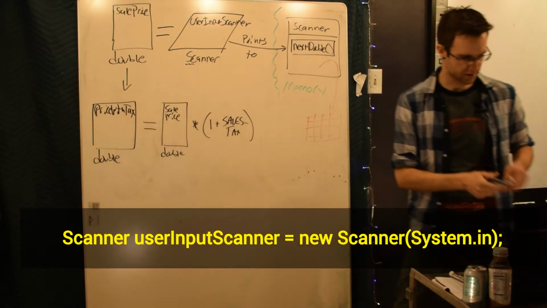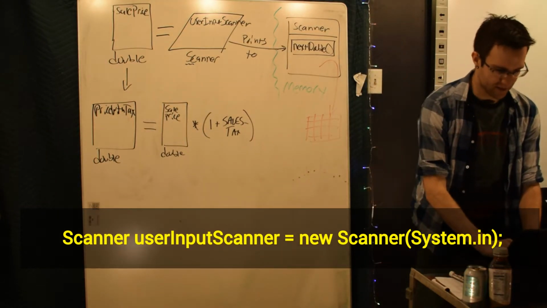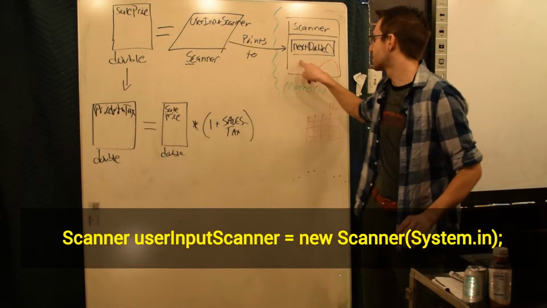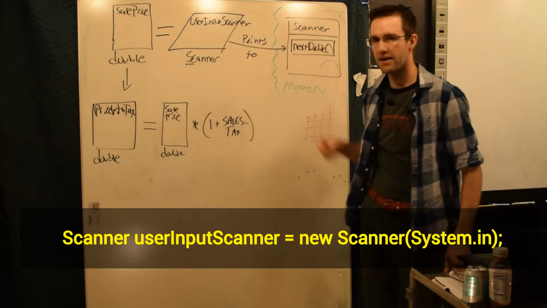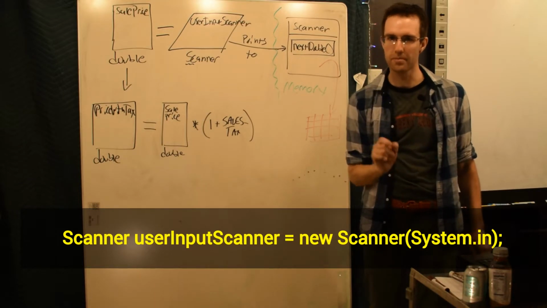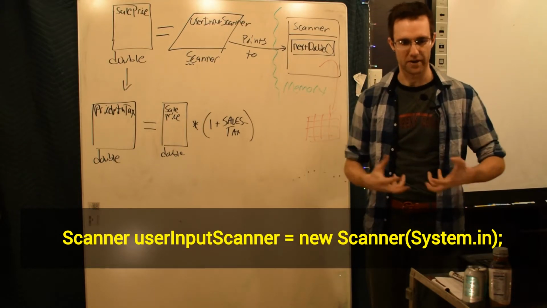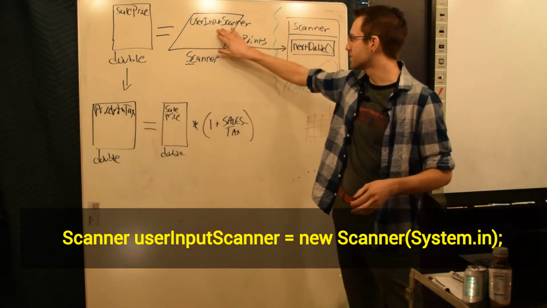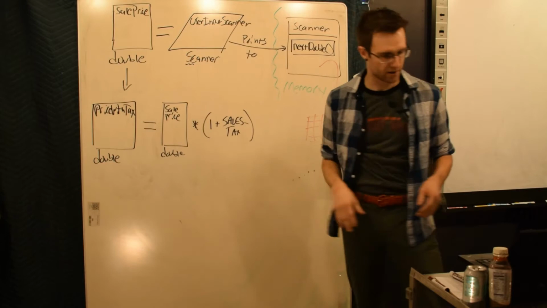Now I want to prove to you, you should prove to yourself, the compiler doesn't care what we call the pointer to the scanner object. It cares that it's a scanner object. Scanner is a specific type of functional entity, an object in Java. But the name of our reference or our pointer variable, user input scanner, can be anything.